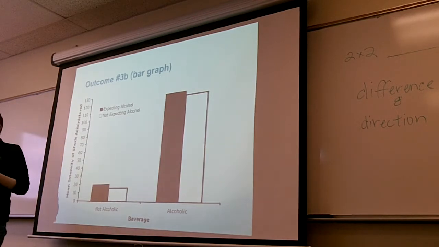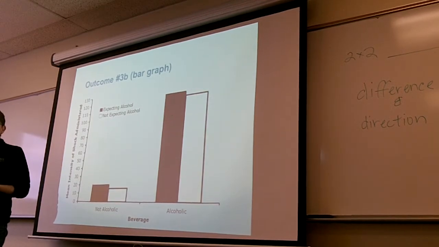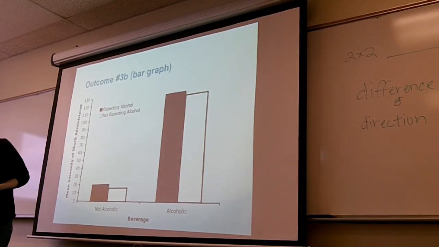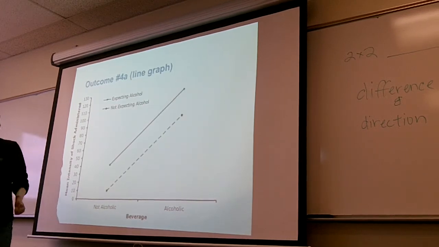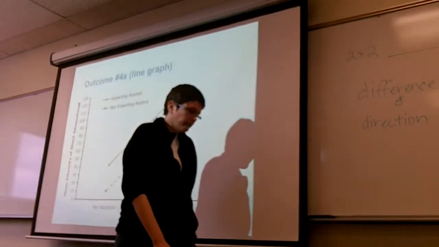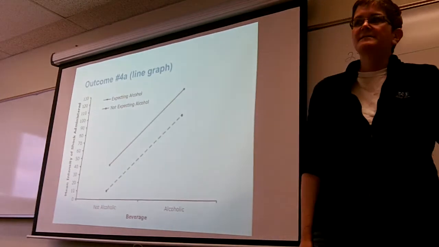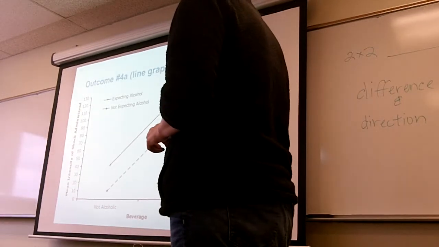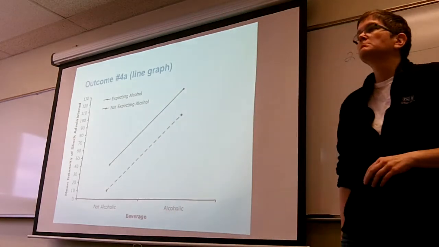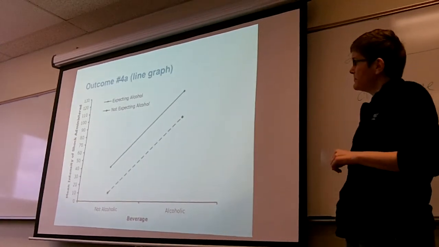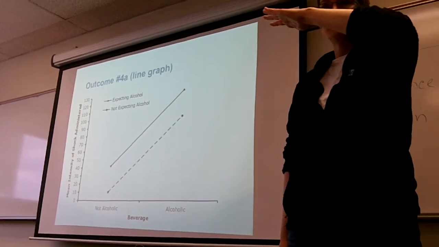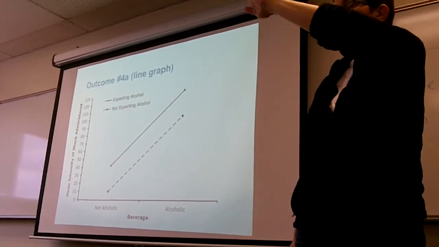So, main effect of beverage, no effect of expectation, no interaction. Okay. Getting fancy now. So, do we have a main effect of beverage? Yes. Probably. Why? There's a slope. Slope is not zero, right? The lines are slanting. Okay?